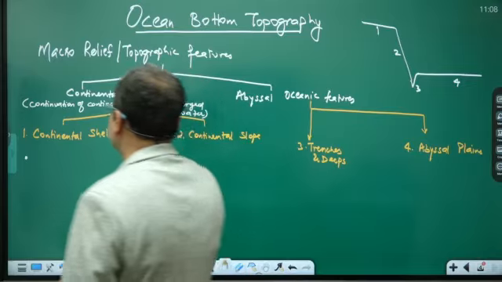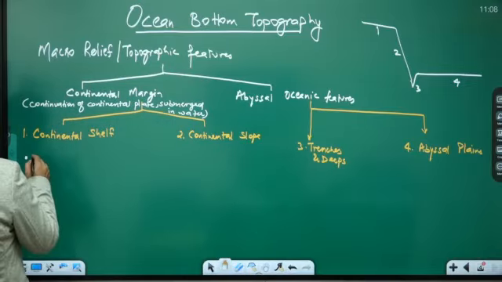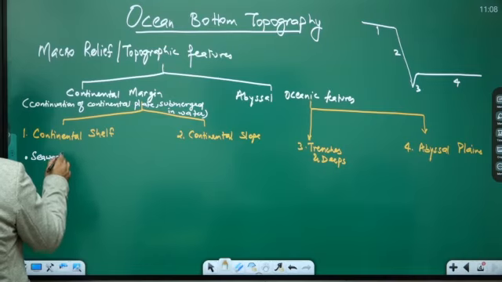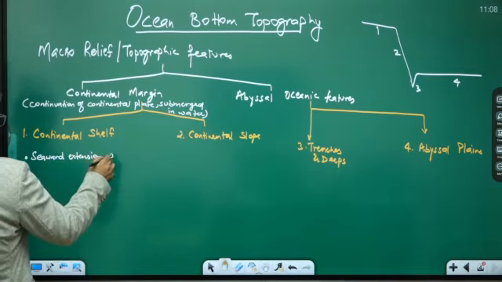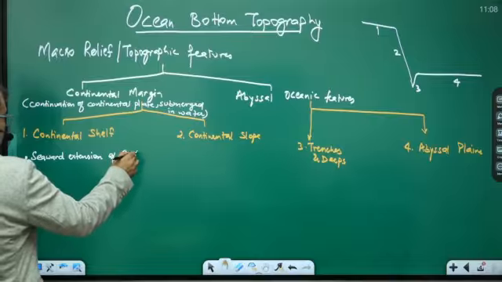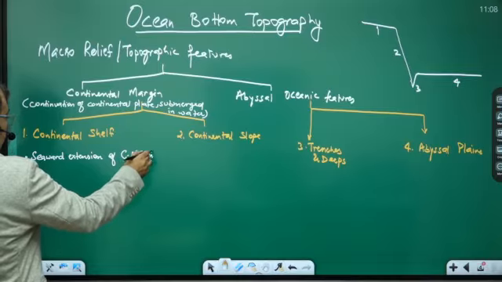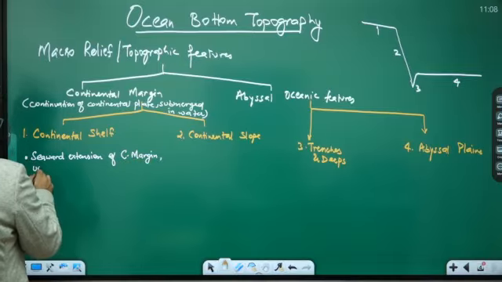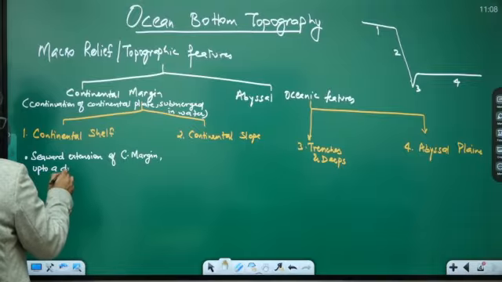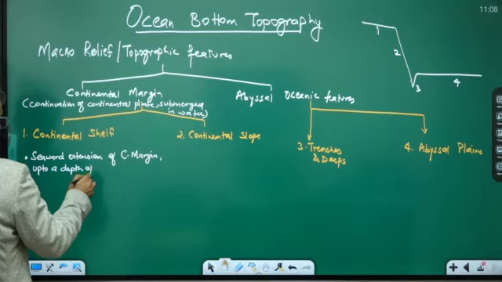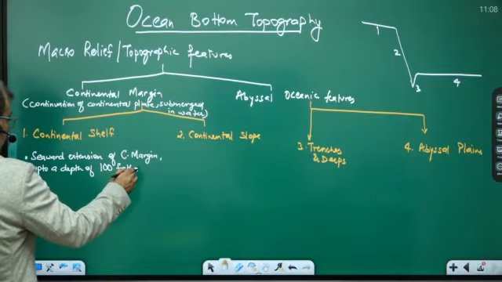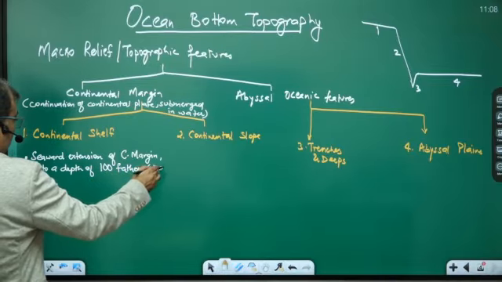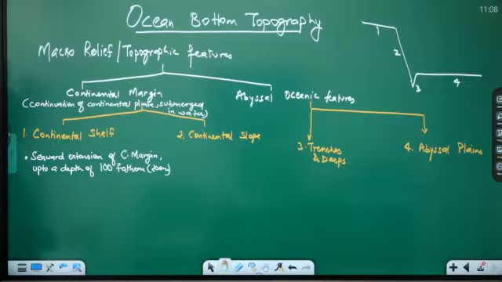Seaward extension of sea margin, continental margin, up to a depth of 100 fathom, 200 meter.